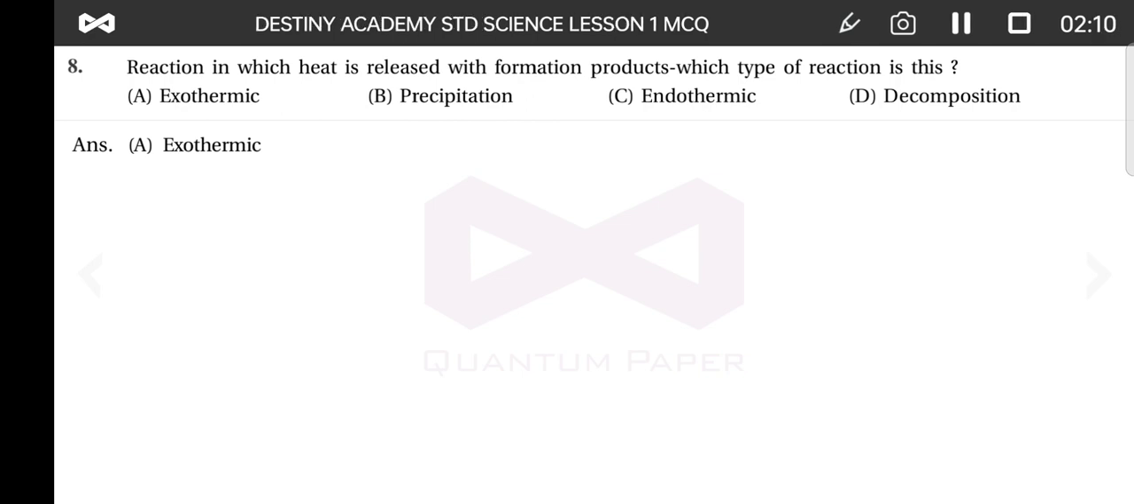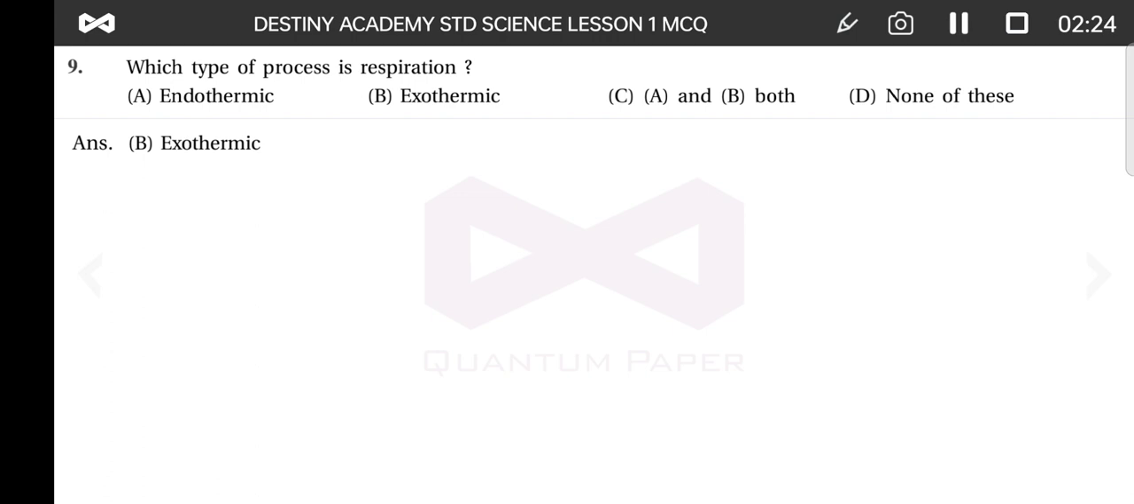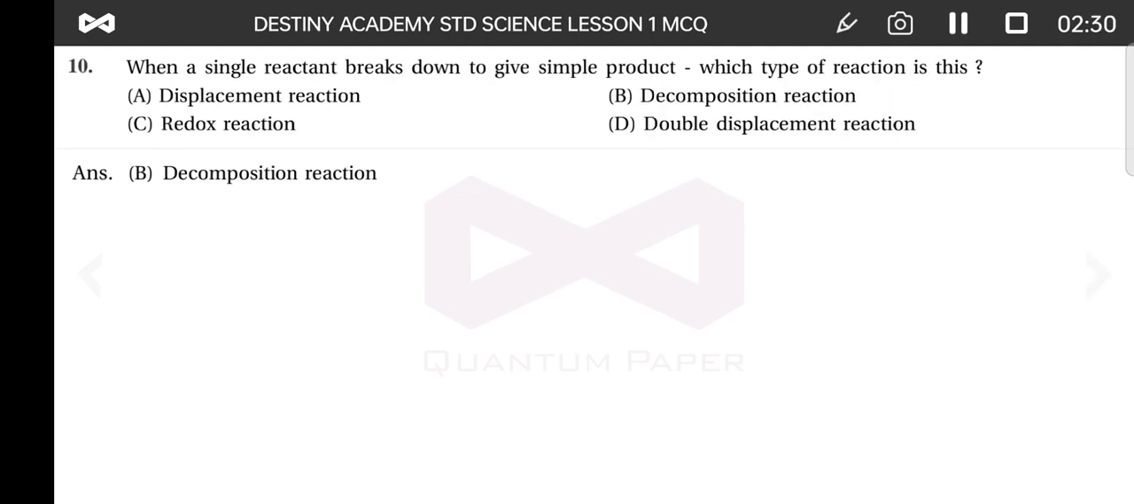Reaction in which heat is released with formation of products. Which type of reaction is this? Correct answer is A, exothermic. Which type of process is respiration? So the correct answer is exothermic. When a single reactant breaks down to give simple products, which type of reaction is this? So the answer is B, decomposition reaction.